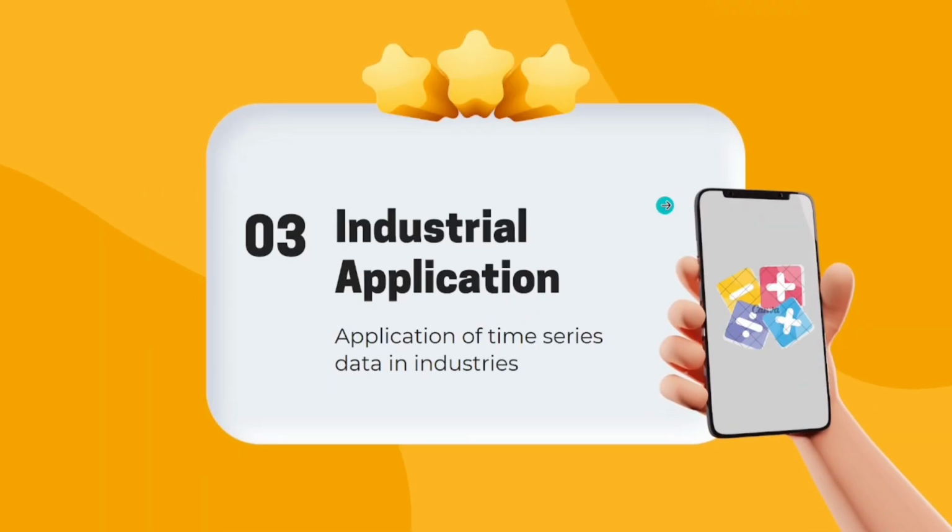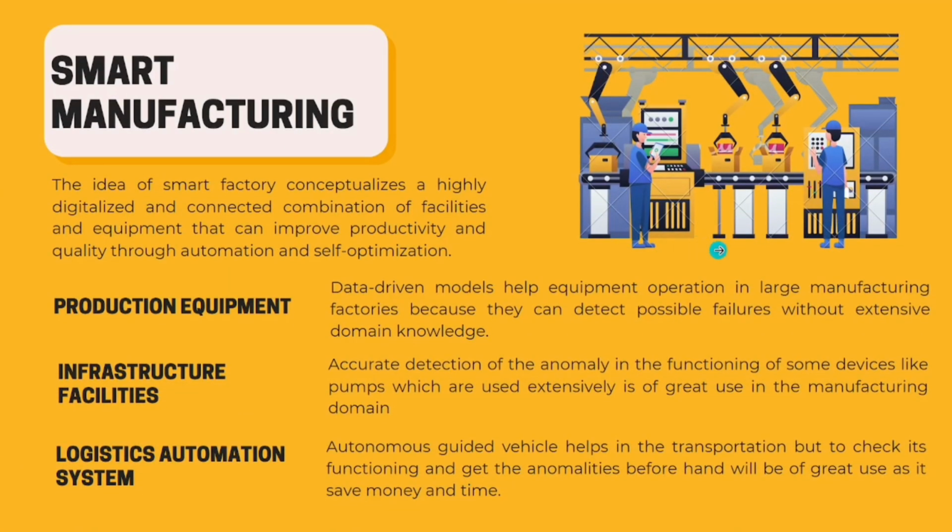Moving on. So here we come to some of the industrial applications of time series data in different industries. We start with smart manufacturing. Smart manufacturing is an evolving domain, and many large industries have already shifted to smart manufacturing based techniques. Time series data can be very handy and useful when used in the context of smart manufacturing.